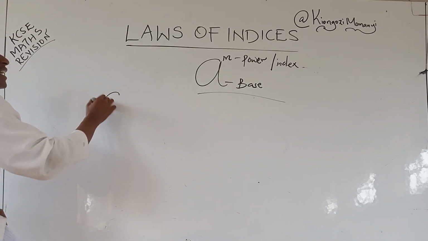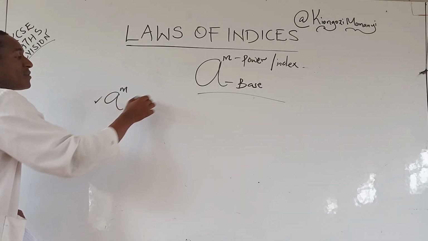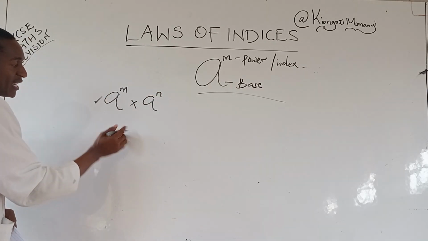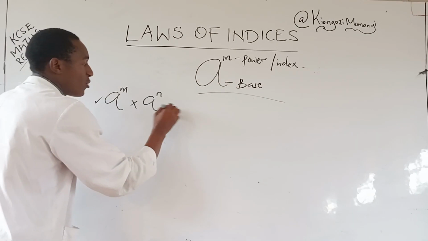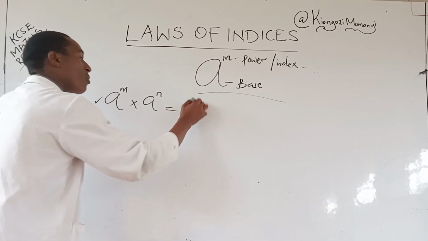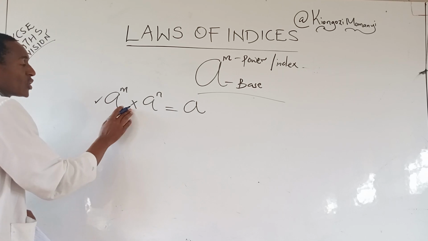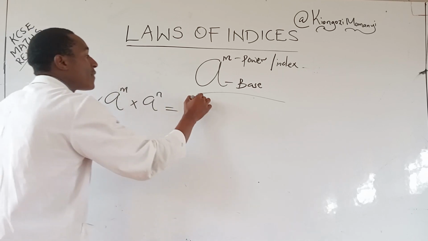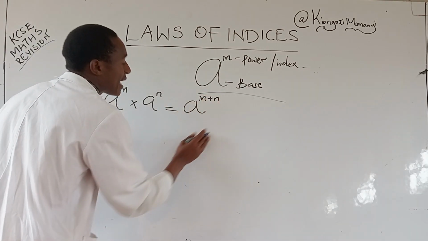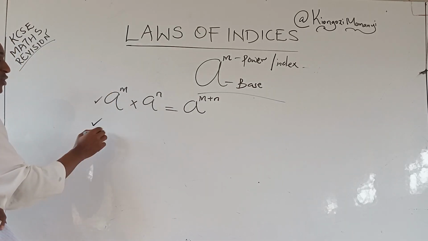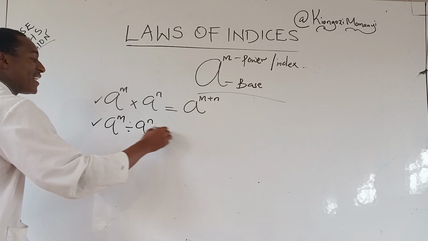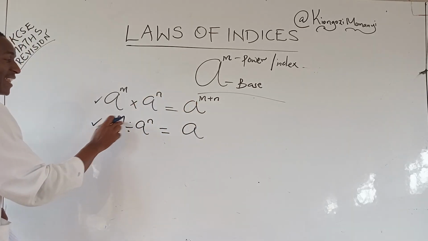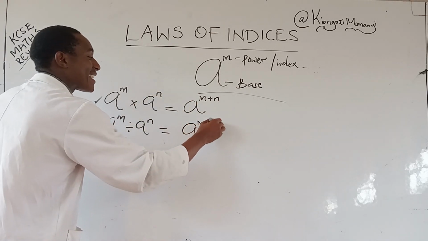The first one is A power M times A power N. In this case, the bases are the same, so we shall have this common base. Because it's a multiplication, we shall add the powers. If it is a division, A power M divided by A power N, then we shall have a common base, then M minus N.